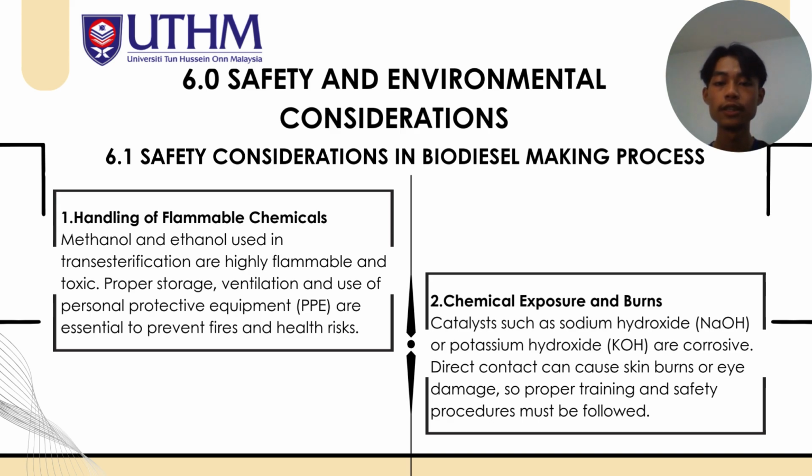For the first one, handling of flammable chemicals. As we know, biodiesel plants use a lot of chemicals such as methanol and ethanol. These elements are highly flammable and toxic, so proper storage, ventilation, and use of personal protective equipment (PPE) are essential to prevent fires and health risks.